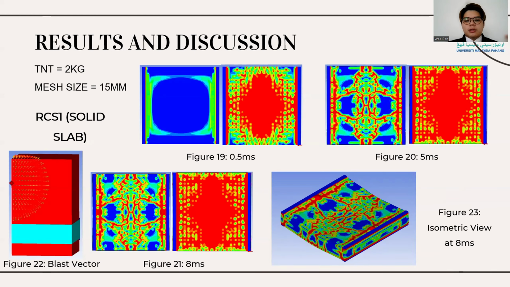This slide shows the damage pattern of RCS1. Before I explain further, Figure 22 shows the vector of TNT after it has been remapped into the RC slab model. For all slides, I will only explain in detail the result at 8 milliseconds because the most accurate result is about 9 milliseconds. 0.5 milliseconds and 5 milliseconds are to show the propagation of the blast mode.